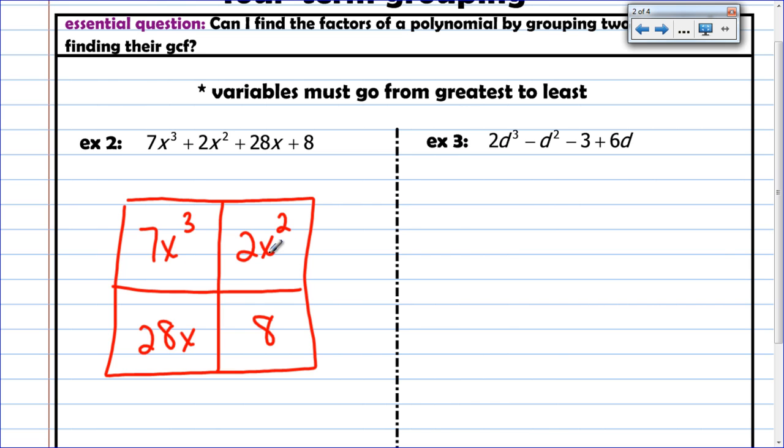This row right here, the biggest number that will go into both 7 and 2 is just a 1, because both of those are prime numbers. And then x cubed and x squared means they have an x squared in common.